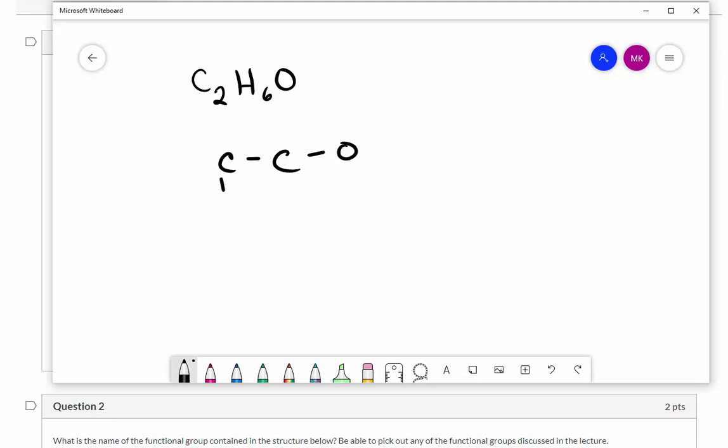And then I'm going to put 3 hydrogens here. This one's going to want 2 hydrogens, so I must want 1 more hydrogen here. So I've used both carbons, I've used 6 hydrogens and 1 oxygen. So this would look, with the condensed structure, like this, and that is ethanol.